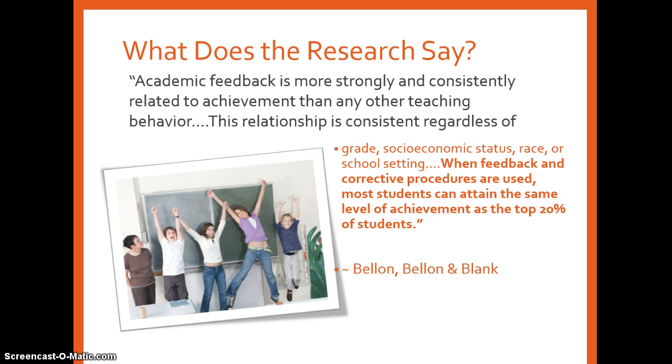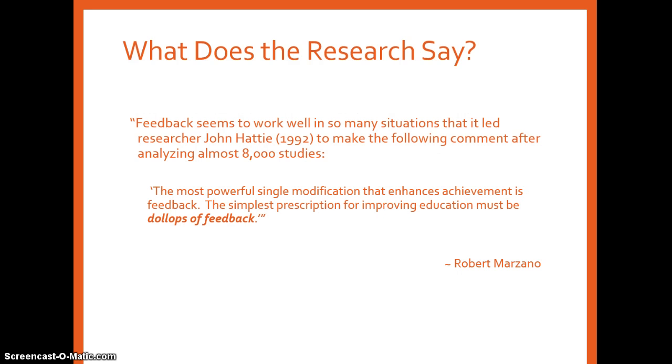So what does the research say about feedback? This relationship between achievement and other behaviors is consistent regardless of grade, socioeconomic status, race, or school setting. And you can see when feedback and corrective procedures are used, most students can attain the same level of achievement as the top 20% of students, according to Bell and Blank.